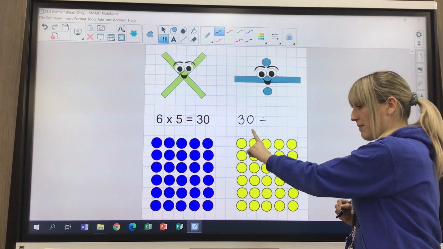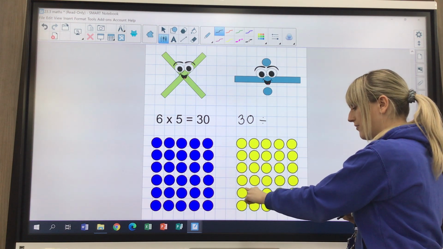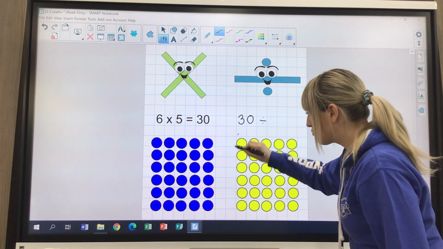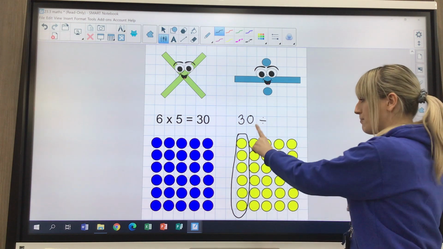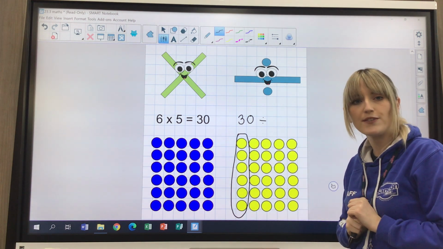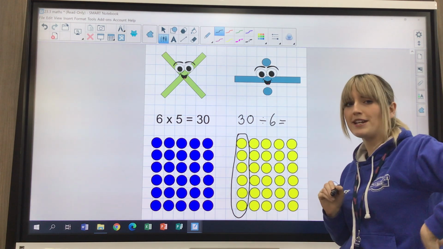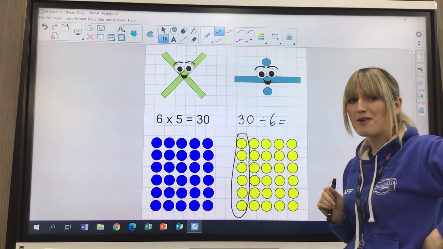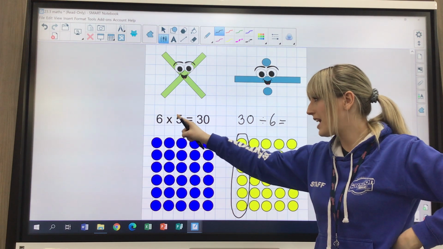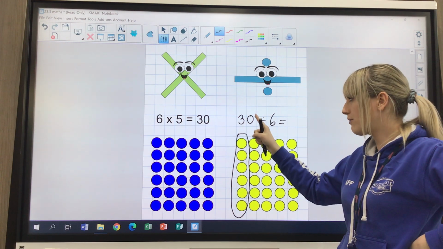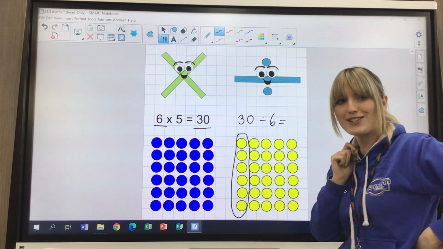I'm going to see how many columns I've got. So 1, 2, 3, 4, 5, 6. So I can see I've got a group of 6 going that way. So this time, I'm putting my Smarties in groups of 6. So 30 grouped by 6. Shall we count how many groups we've got? Now, before we count, make a bit of a prediction. You can see that 6 times 5 is 30. So 30 divided by 6 is going to be what?